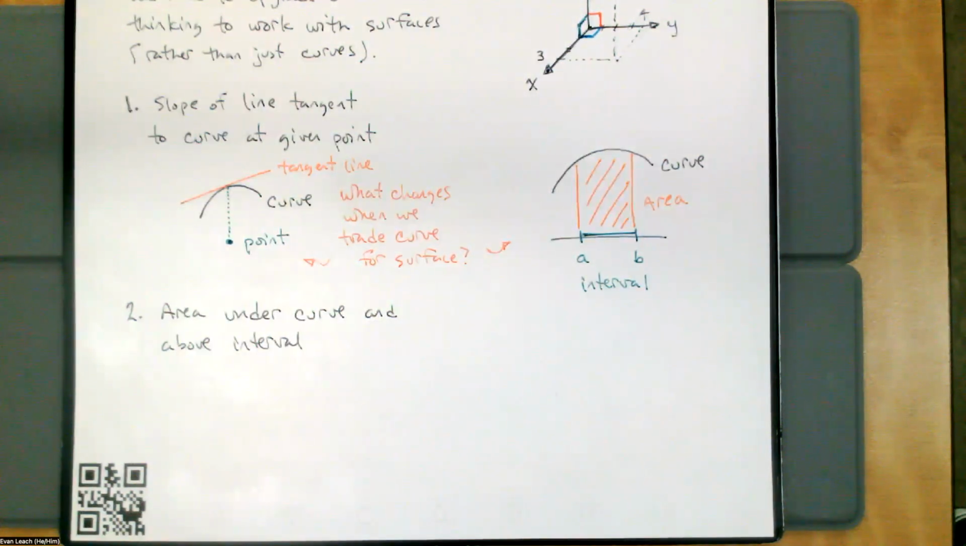When we have a curve, we have a tangent line at a point. What happens if our curve is actually a surface? What's going to be tangent? What's the point going to be? When we have a curve, we have a curved area under the curve above an interval. What happens if instead of a curve, we have a surface? What's going to be underneath it? What's it going to be above? This is what we want to think about.